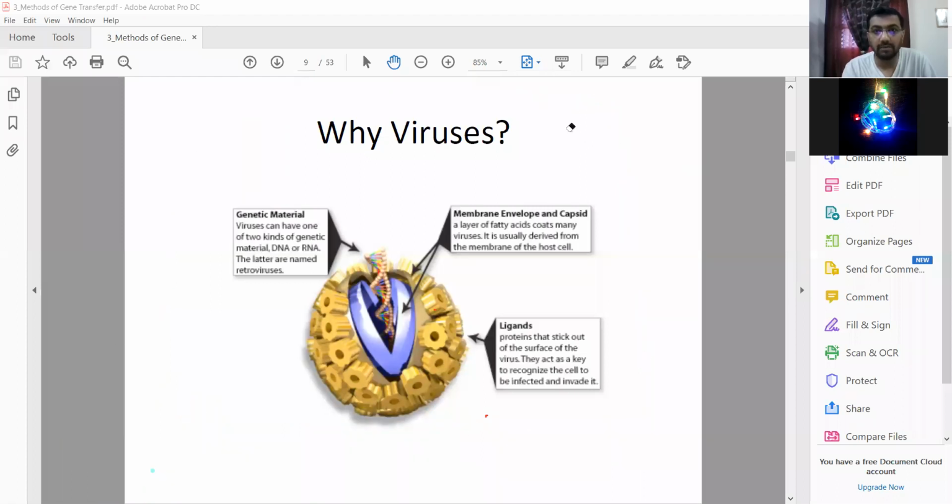Okay, so moving further, viruses have the capacity and ligands, and these ligands help the viruses to attach to the living cells. We will be discussing all this later, how we could do it.